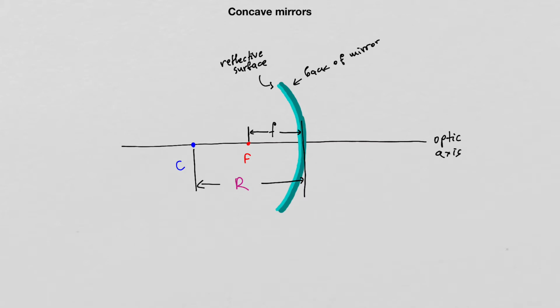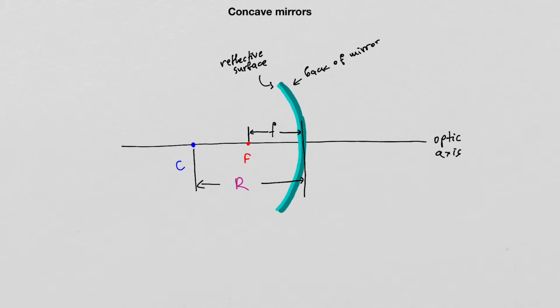First, I want to introduce some terminology that is related to the geometry of a concave mirror in regards to reflections of light. So here is the concave mirror. The back is the non-reflective surface of the mirror, and then the reflective surface of the mirror is on the front here.